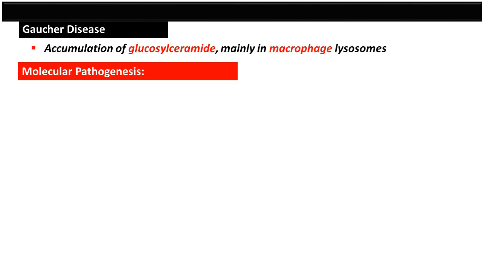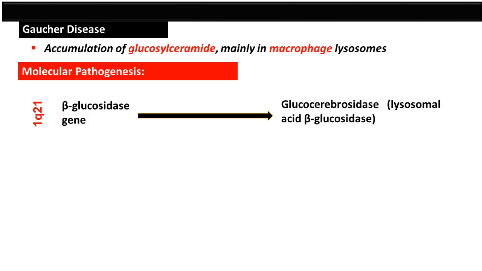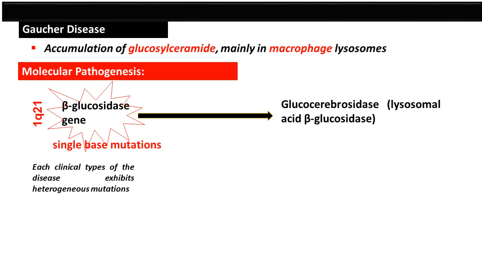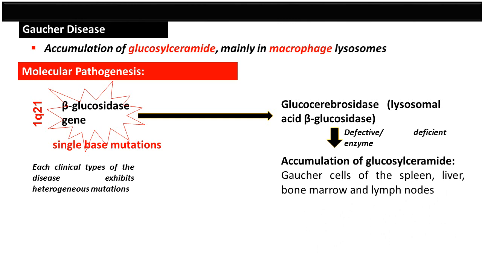It is basically accumulation of glucosylceramide, mainly in the macrophage lysosomes, and this is an autosomal recessive disorder. The beta-glucosidase gene is located on chromosome number 1, long arm. The gene product is glucocerebrosidase enzyme. Due to a single base mutation in the gene, this enzyme is defective, and as a result, the substrate, that is glucosylceramide, is accumulated within the macrophage cells or reticuloendothelial cells or any cell in the body.